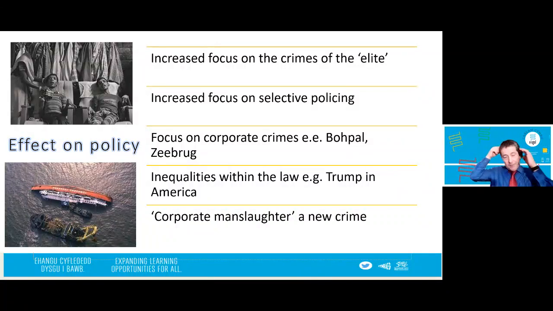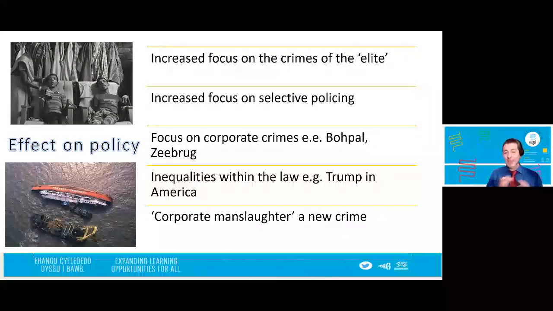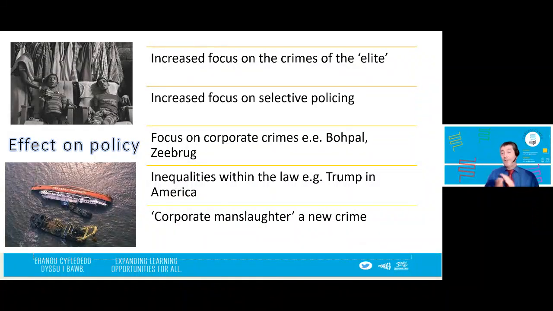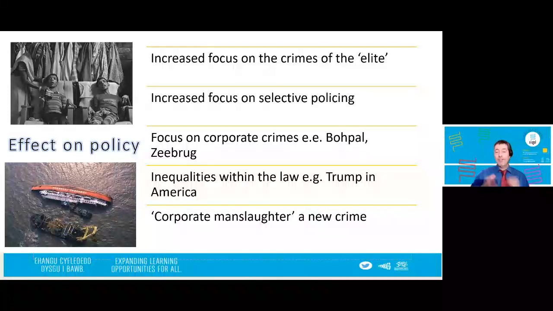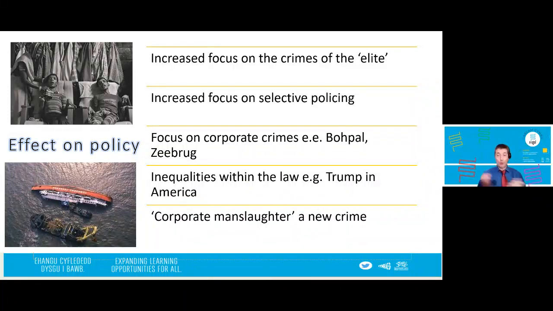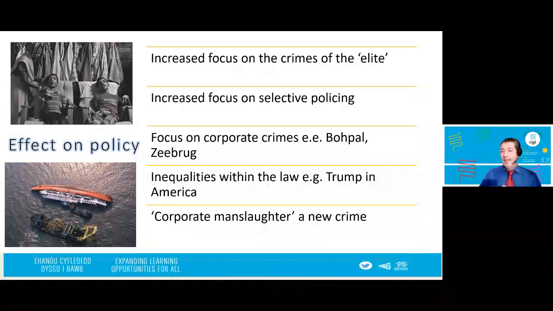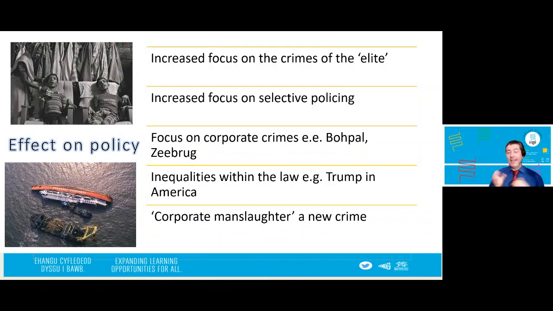Another one, of course, is Partygate issues during COVID lockdown. So it has brought increased focus on those types of crime, the crime of the elite, which Marxism claims is being ignored. It's brought attention to selective policing, the targeting of blue collar or street crime or working class crime, rather than focusing on crimes which allegedly cost more to the public than anything, which is white collar crime. It has also forced us to focus on corporate crimes.